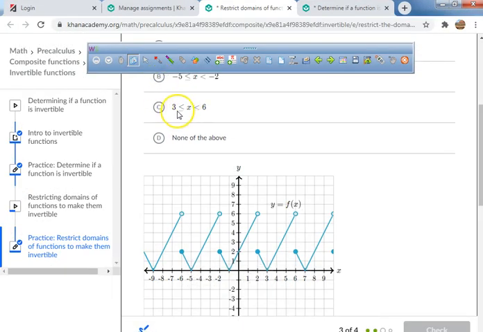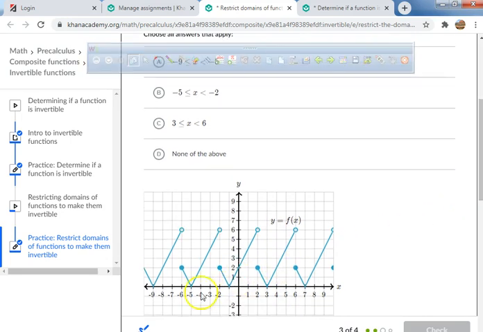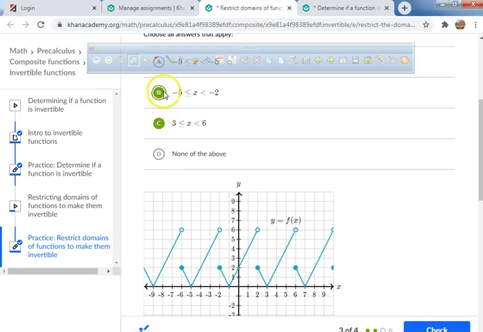And then from 3 right here to 6, looks like that one will work. All right, so from 3 to 6, because it's not including the 6, it only touches it once from here to there. So I'm going to select that one.